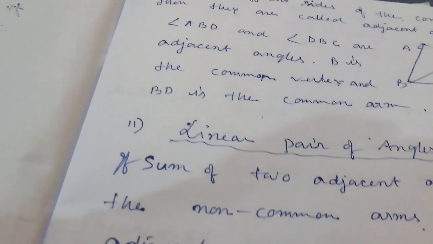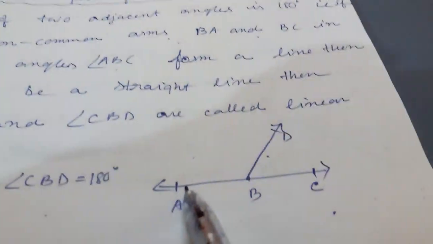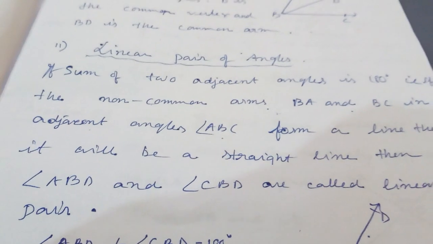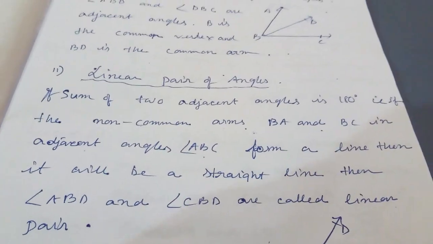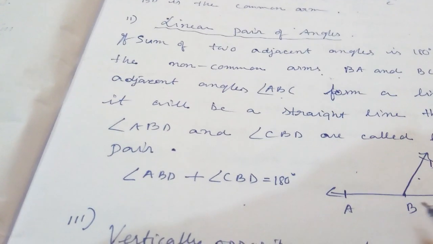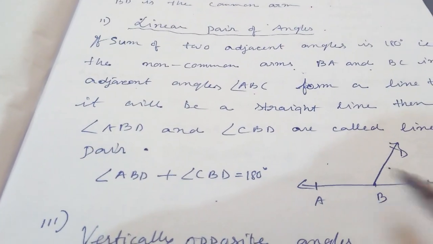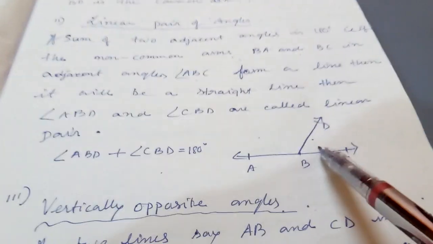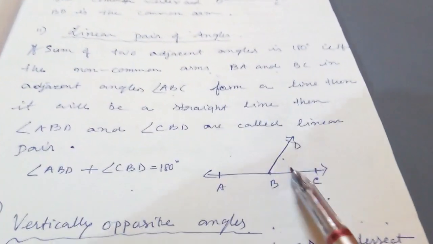Linear pair angles. If the sum of two adjacent angles is 180 degree, that is, if the non-common arms BA and BC form a straight line, then they are called a linear pair. ABD and CBD are called a linear pair since ABD plus DBC, with non-common arms AB and BC forming a straight line AC, and the sum of these two angles is 180 degree. They are called a linear pair.